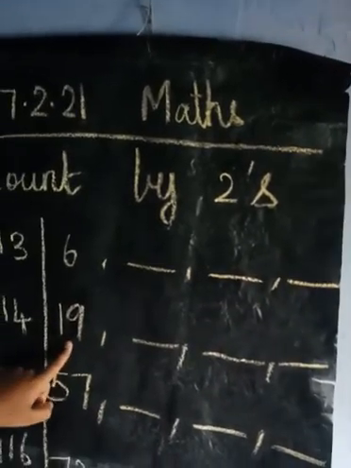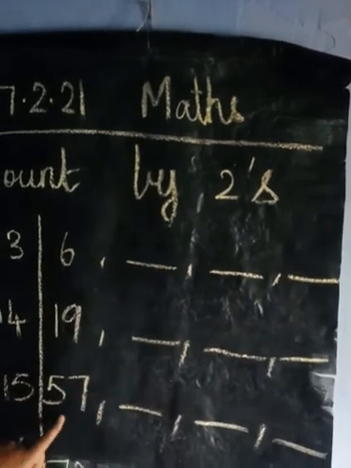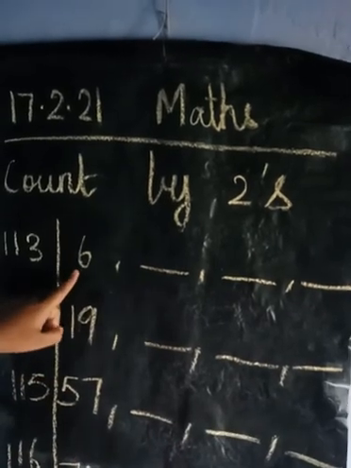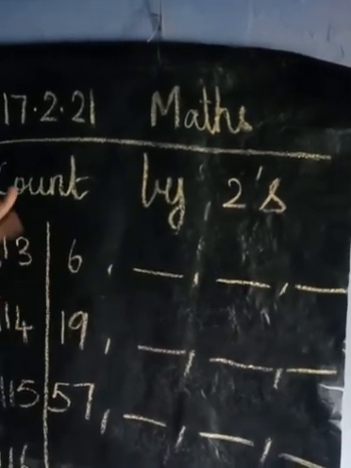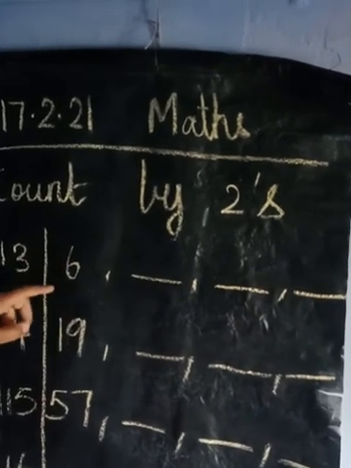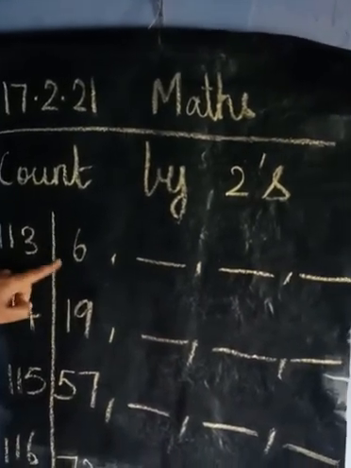Then 19. Okay, the same. Then 57. Then 73. See, you know how to write. You have to leave 2 fingers after 6, 7, 8. Here you have to write 8. Then 2 fingers, 9, 10. Yesterday, Monday, we saw the homework, the same only.